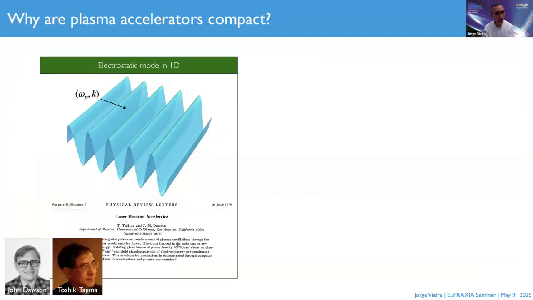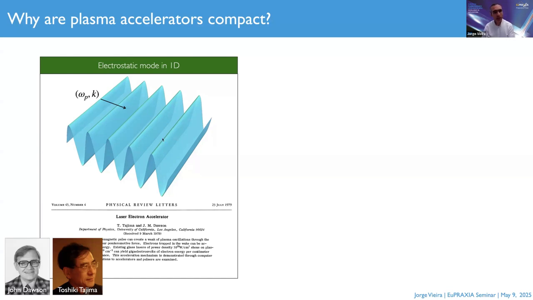How does this work? Plasma accelerators were first proposed in 1979 by Toshiki Tajima and John Dawson. They proposed the concept with theory and simulations only, and the concept relies on electrostatic plasma waves in 1D. This was how the concept was first illustrated. So it uses probably the simplest mode of all in plasma physics, electrostatic plasma oscillations in 1D.